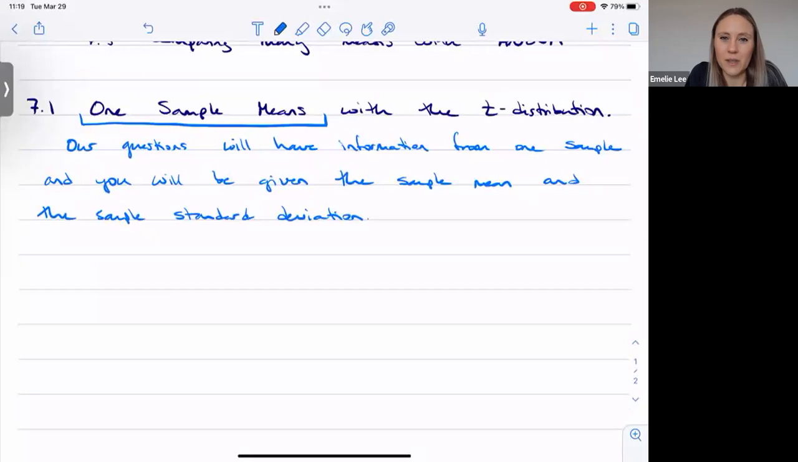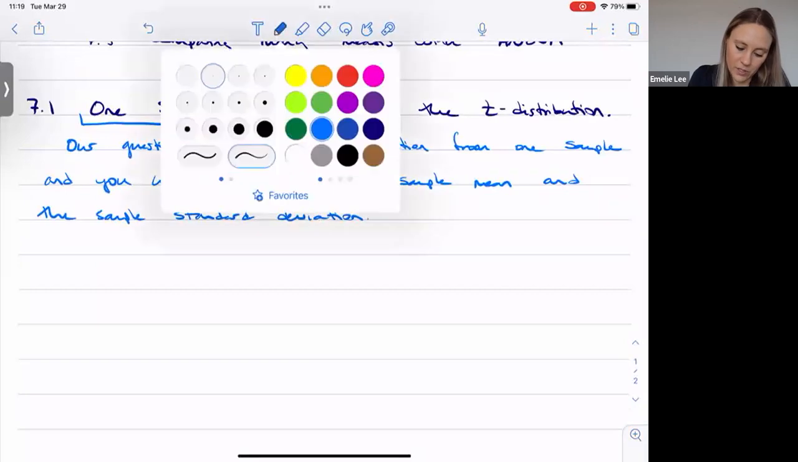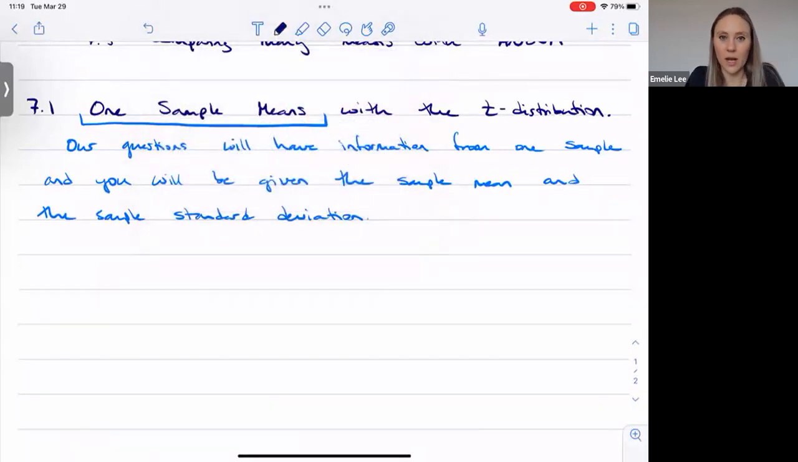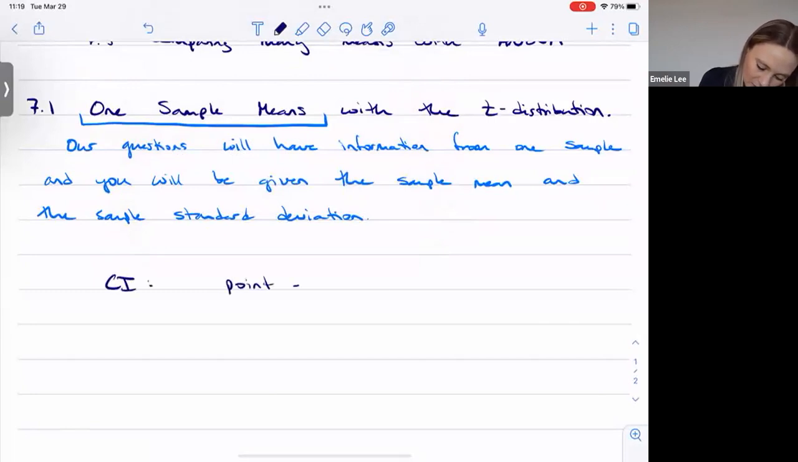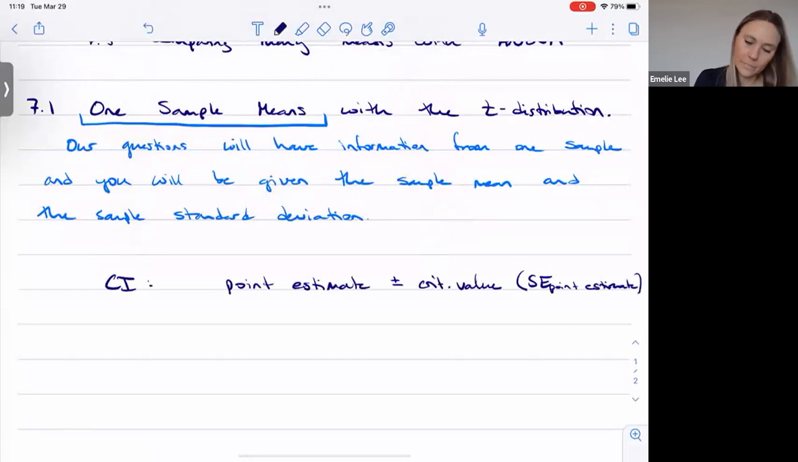So what are some of the things that we need? Let's start thinking about a confidence interval. A confidence interval in general is a point estimate plus minus some critical value times the standard error of the point estimate.